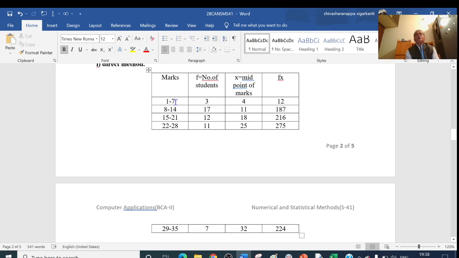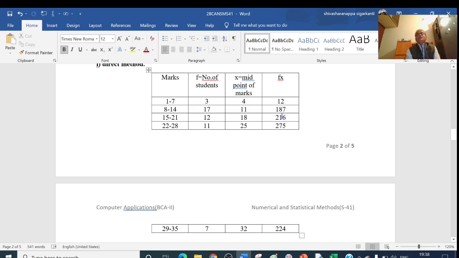1 plus 7 divided by 2. 8 plus 14, 22 by 2, 11. Midpoint of this is 18. Midpoint of this is 25. Midpoint of this is 32. So these are the midpoints. X values are 4, 11, 18, 25, 32.